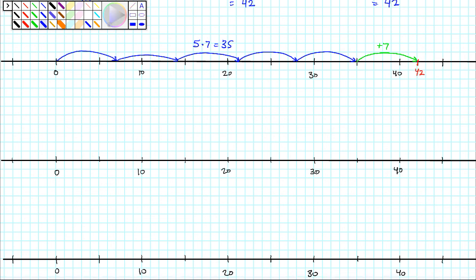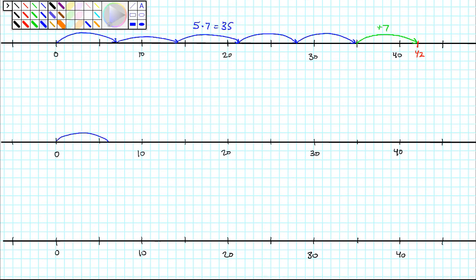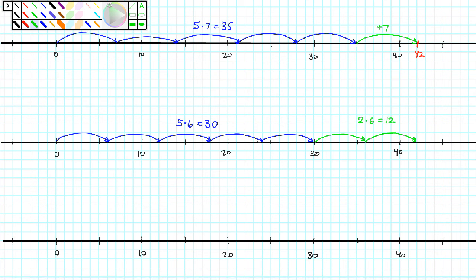Now the other one was saying, well, I know what 5 times 6 is, so this is groups of 6. If I'm looking at 7 groups of 6, I know what 5 groups of 6 is, and I'm going to need to add 2 more 6s. So I'm going to look at this one and do 5 groups of 6. There's 1, 2, 3, 4, 5 groups of 6. So 5 groups of 6 is 30. And then I'm going to add 2 more groups of 6. 2 groups of 6 is 12. And I end up at 42.